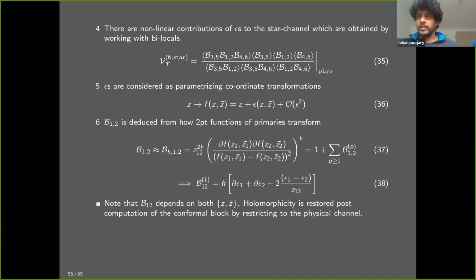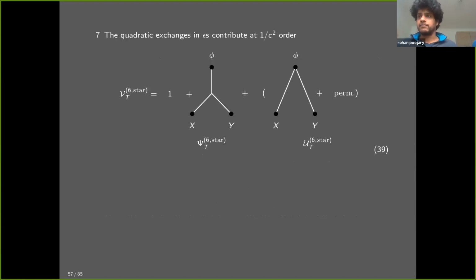So this is what they compute, and they expand 35 in powers of 1 over c, and it turns out that this is what you get. You get 1, which is just the product of the 3 2-point functions, plus the star channel that you had computed, and this kind of beast, where 2 lines sort of go and contract with phi. This plus permutation is basically permuting phi x and y in a symmetric manner. That is, they call this U star, and they compute this by perturbatively expanding that guy. And all you need is the 2-point function of epsilon, and they simply spit out the answer.